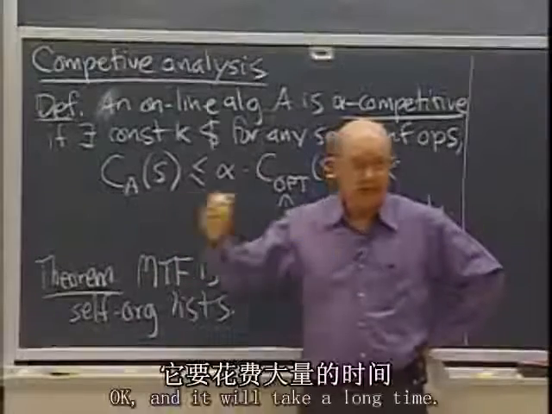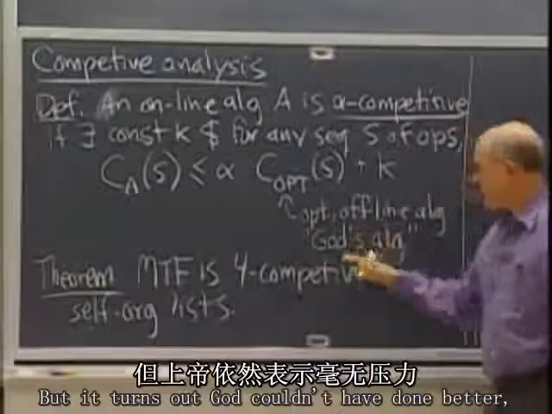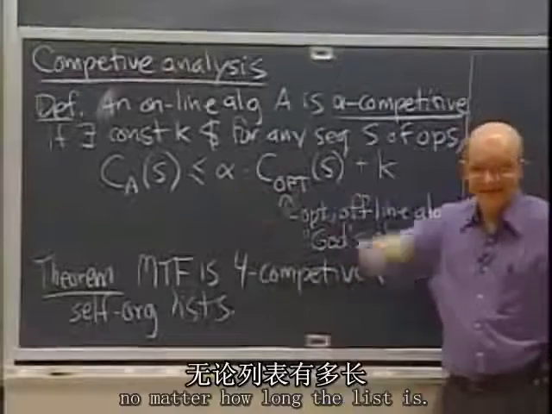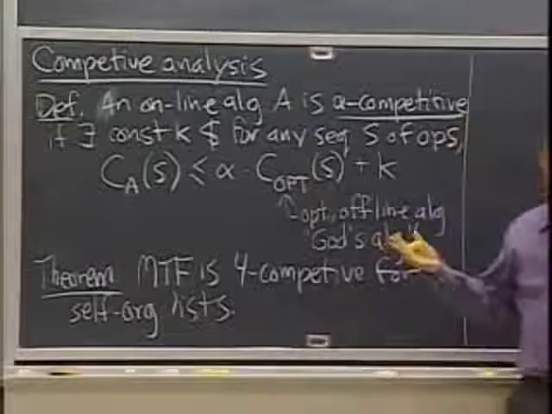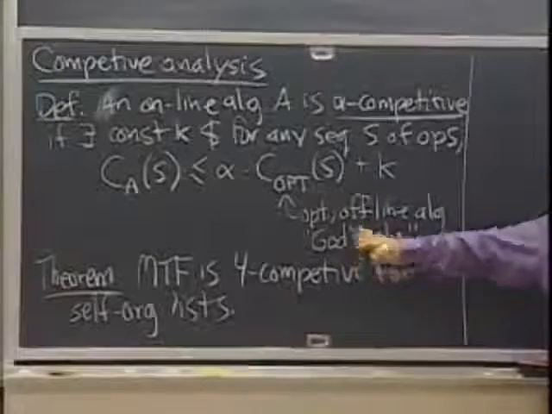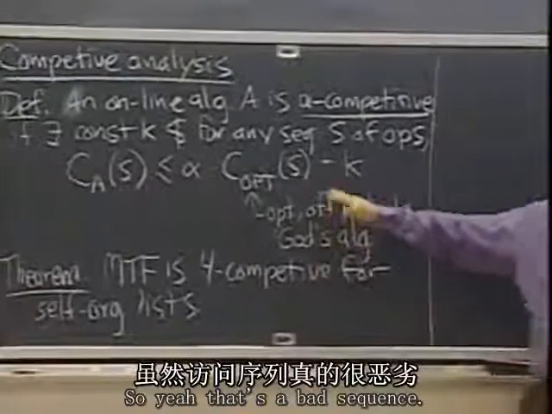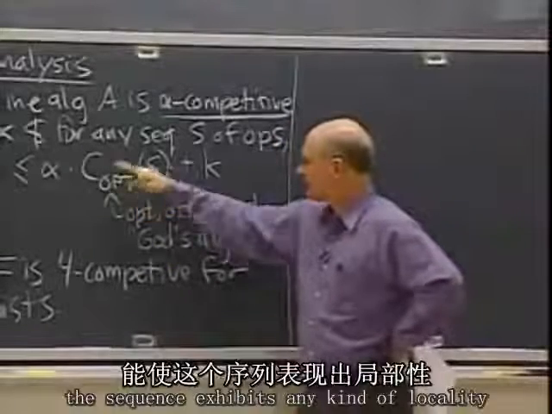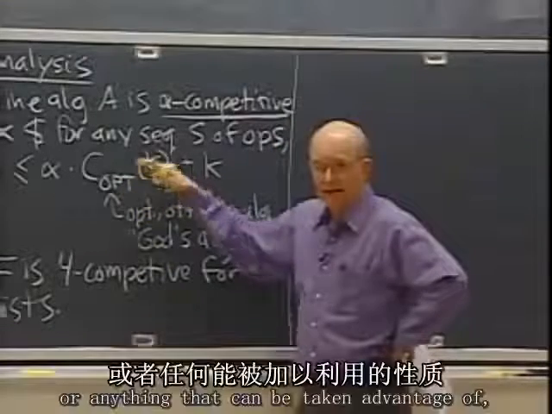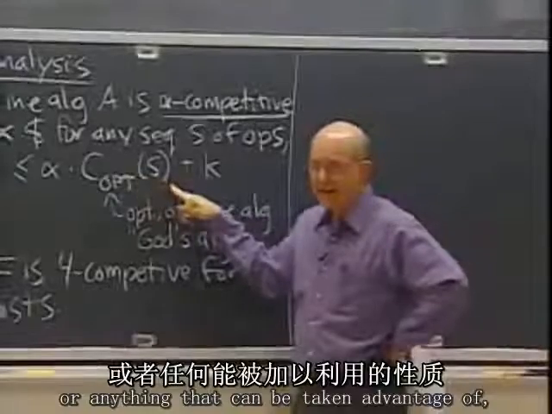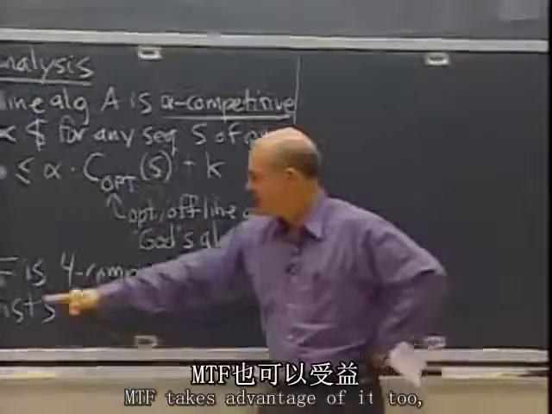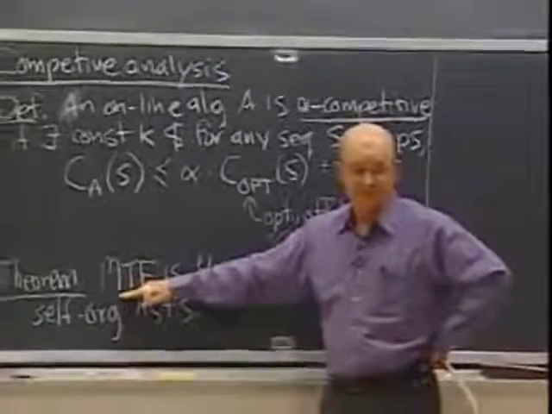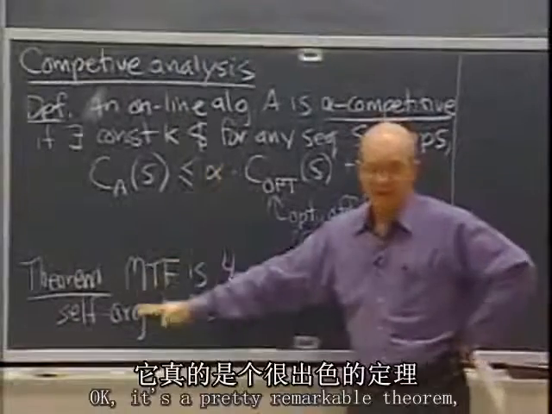Okay, and it will take a long time, but it turns out God couldn't have done better, okay, by more than a factor of 4, no matter how long the list is. Okay, that's pretty amazing. Okay, so yeah, that's a bad sequence. But if the sequence exhibits any kind of locality or anything that can be taken advantage of, if you could see the whole thing, MTF takes advantage of it too. Okay, within a factor of 4. Okay, so really, I think, a pretty remarkable theorem.